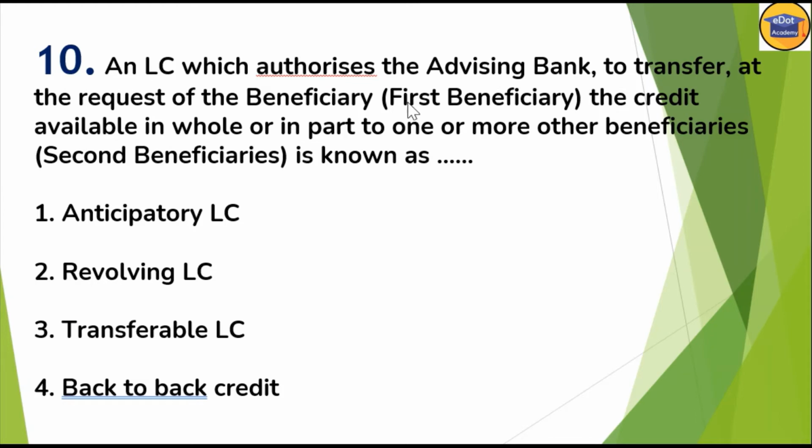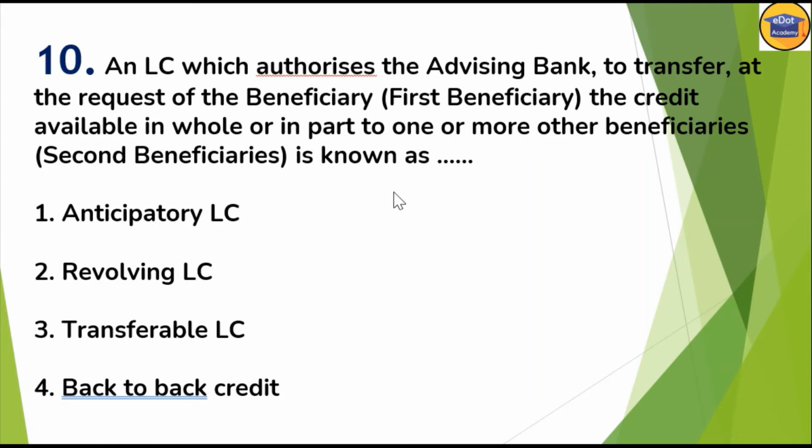Okay, the credit available in whole or in part to one or more other beneficiaries, the second beneficiary, is known as a transferable LC. We must know the LC is transferred only once, but it can be transferred to more than one beneficiary at one time, meaning second beneficiaries. So these types of LCs are known as transferable LC.